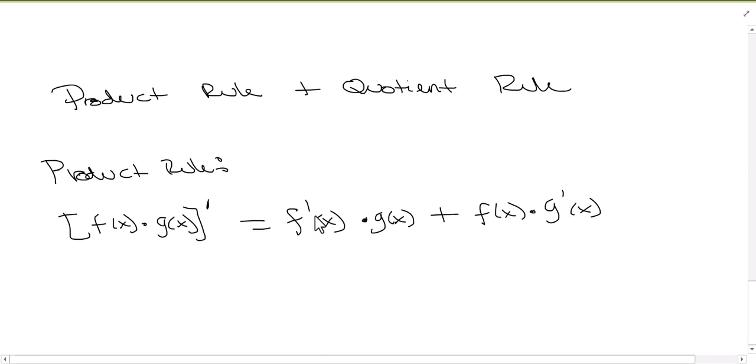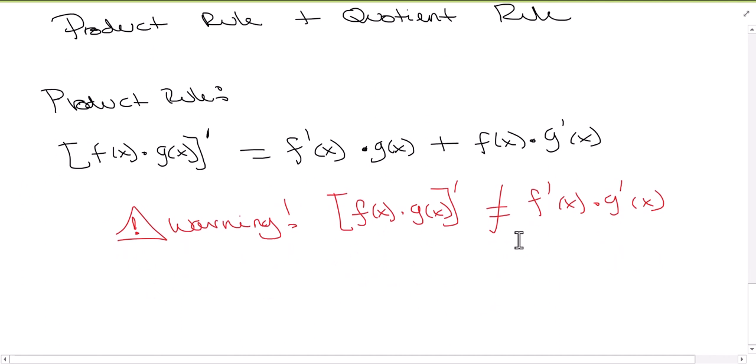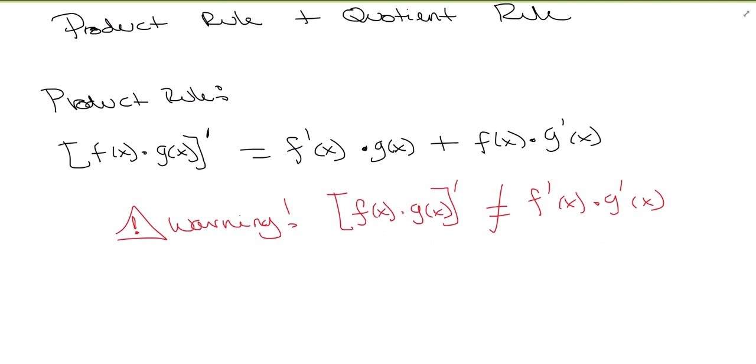And so the caution that I wanted to talk about is: be careful not to say that when you have the product of two functions and you're taking the derivative, that is f prime times g prime. That is not true. So be careful about that. Don't just take the derivative of each function and multiply them together. That is not what the product rule says.